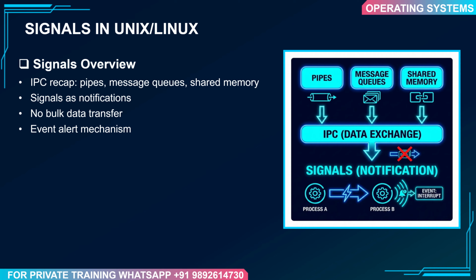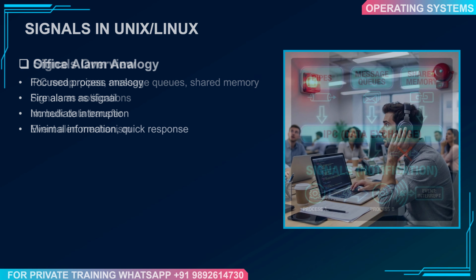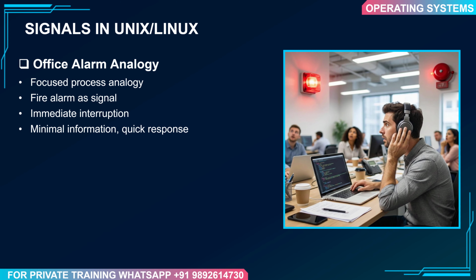Signals are not mainly about sending large amounts of data. Instead, they are about sending notifications. You can think of a signal as a short message that tells a process that something important has happened and that it should react. To understand signals in a simple way, imagine you're working in an office with headphones on.